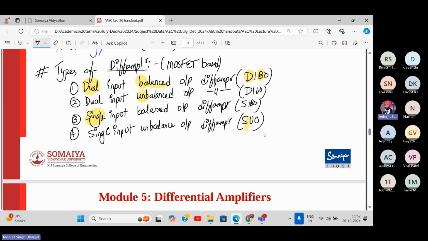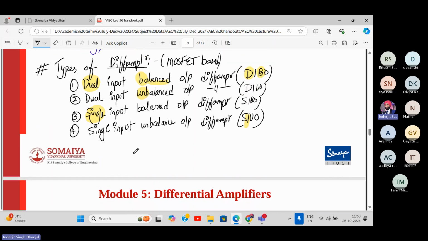All right. Have we completed this? Now we'll draw the structures and then we'll take a break of 5 minutes. So let's go for the circuit diagrams of all these configurations.